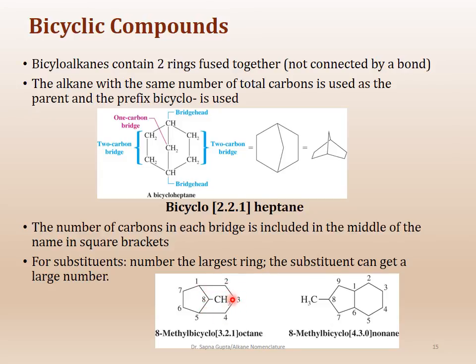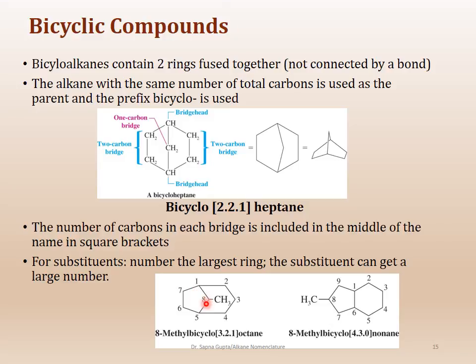So 1, 2, 3, 4, 5, and then you go to the smaller one, 6, 7, and then to the one bridgehead. Which means you take the more bridging carbons, then the less, and then the least. So you go down from largest to the lowest number of bridging carbons. And it happens that our methyl is attached to the 8th carbon then. And so you have 8-methylbicyclo[3.2.1]octane.